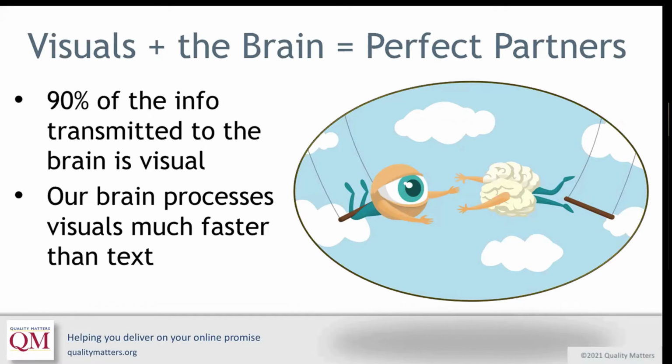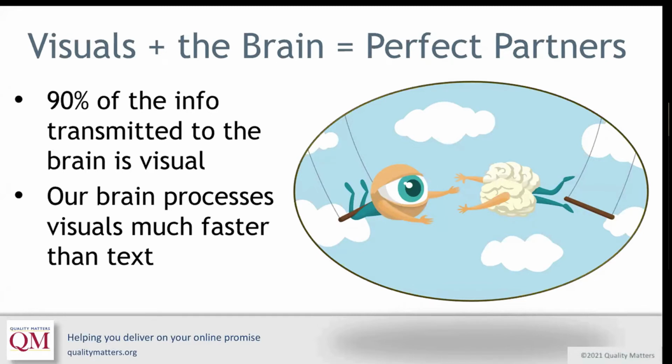It processes more quickly. 90% of the info that is transmitted to the brain is visual because, again, words are first visual before we interpret them and understand them. Our brain also processes visuals much more quickly than text.